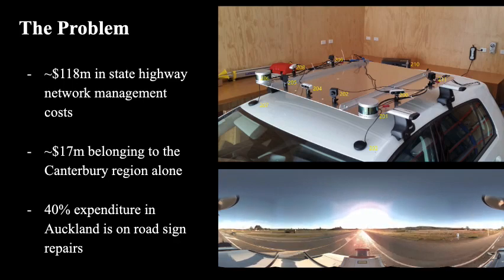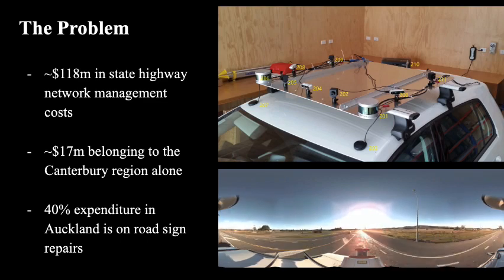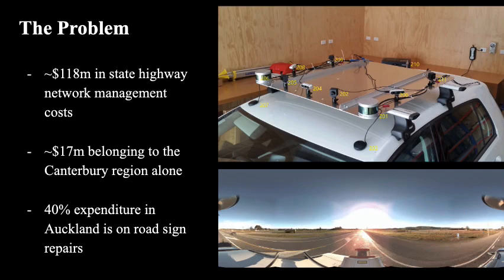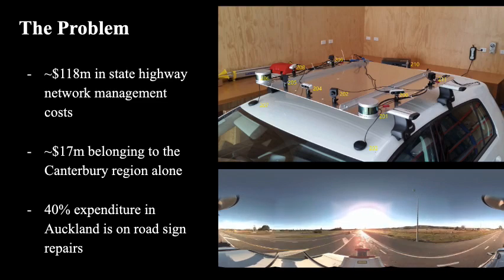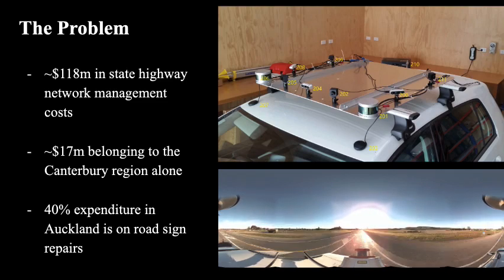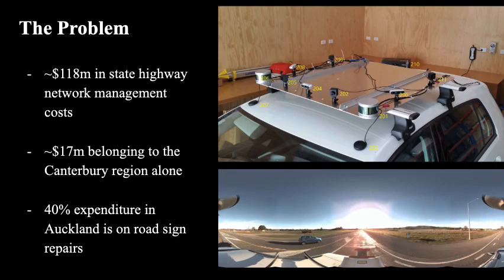NZTA undertakes a range of data collection methods. One of these is the use of pavement surface profiling, which involves a mobile mapper equipped with LiDAR, remote scanners, and panoramic cameras to drive throughout New Zealand state highways and collect 3D point clouds and panoramic images of the road.